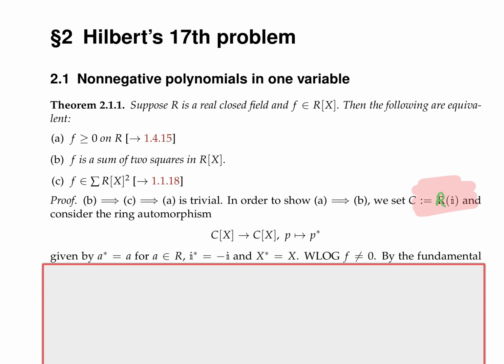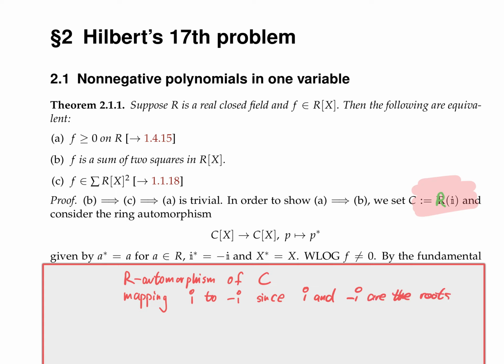That you can do by algebra, right? Because you know there is an R-automorphism of C mapping i to -i, since i and -i are roots of the irreducible polynomial x squared plus 1.